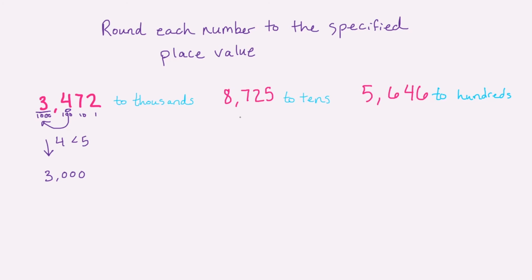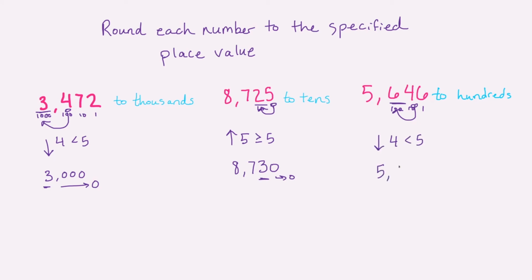8,725 to the nearest 10. This means we have to look at the ones place. The number in the ones place is 5, which is greater than or equal to 5, and so we round up to 8,730. Finally, 5,646 to the nearest 100. This means we should look at the tens place, which has a 4. 4 is less than 5, so we round down to 5,600.